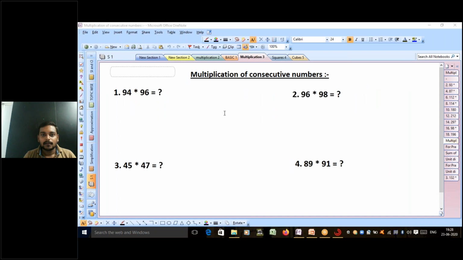Okay, then multiplication of consecutive numbers. We can go with the base method also. Taking the base as 100, it is 6 less and it is 4 less. We have the same sign, that is negative. 6 4s are 24 and just subtract 4 from 94. You'll get 9024 as the answer.